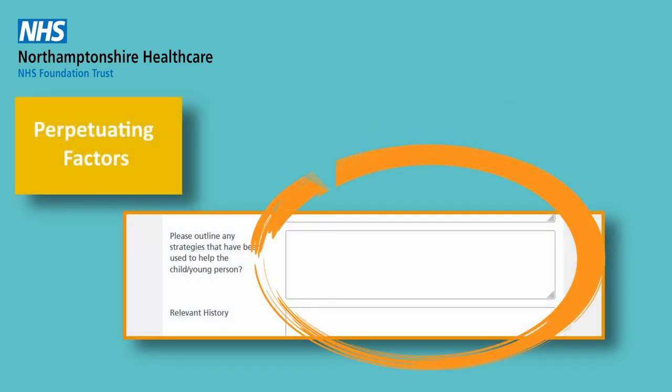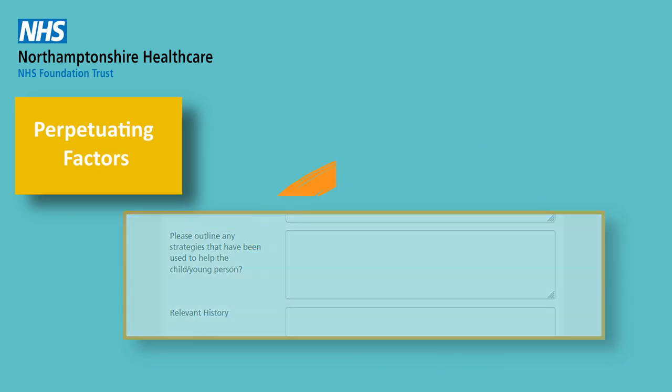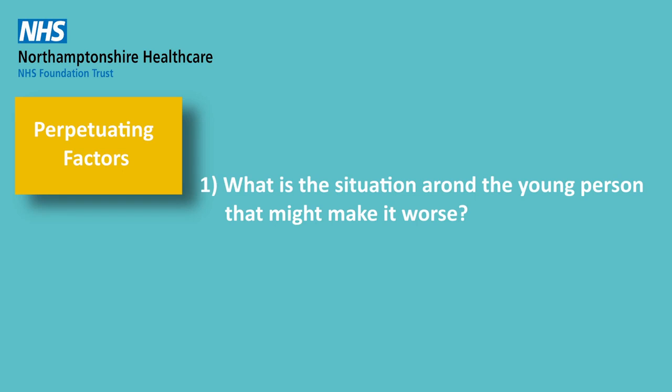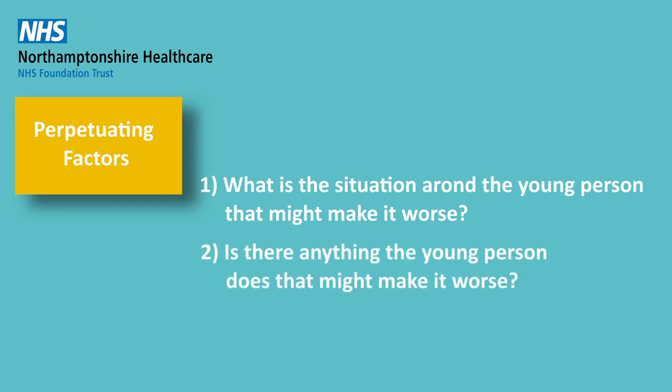Here, we are asking you about perpetuating factors. So these are things that maintain the problem or make it worse. These can be divided into 2 broad areas. What is the situation around the young person that makes it worse? And is there anything the young person does that makes it worse? For example, are there any relationship conflicts at home? Or is the young person withdrawing from social situations or avoiding school?